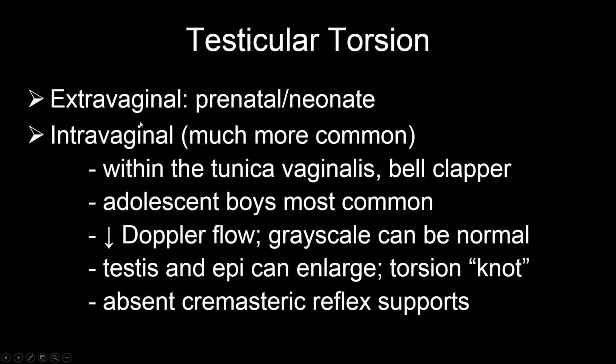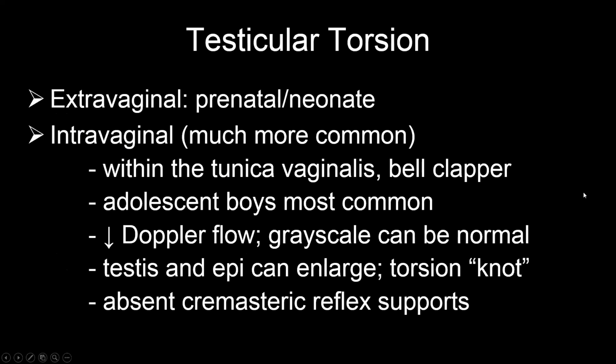There's 2 different types, extravaginal and intravaginal. The type that we're talking about today is intravaginal, much more common. These are within the tunica vaginalis. These are the patients that have the bell clapper deformity, more common in adolescent boys. And we're looking for a decreased or absent flow on one side relative to the other.